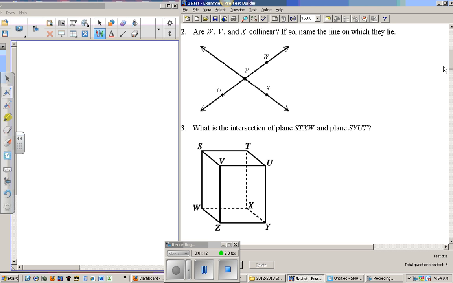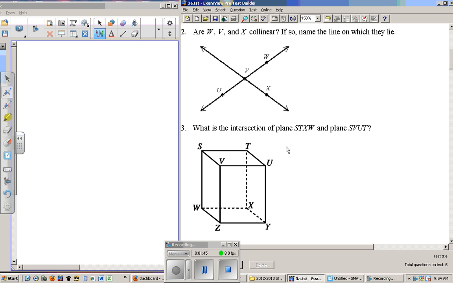Number 2 says, are points W, V, and X collinear? If we're looking at W, V, and X, are they collinear? No, they are not. They do not lie on the same line, so we don't have to worry about this last part. If they were on the same line, then we would state what line they fell on, and we would only use 2 letters to name that.